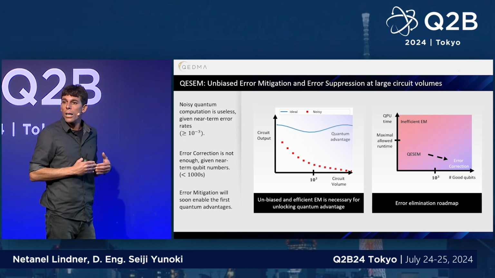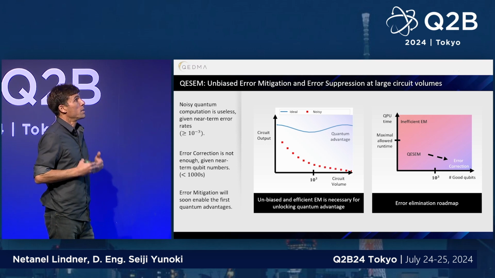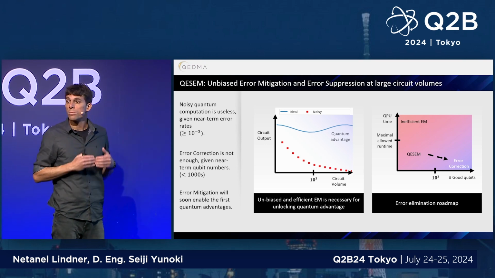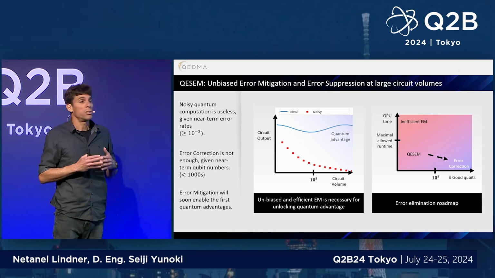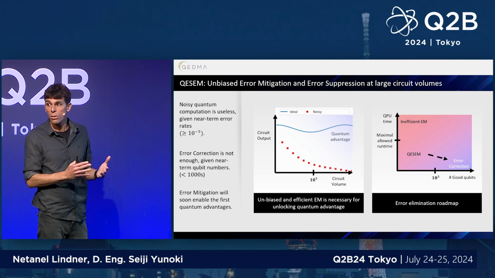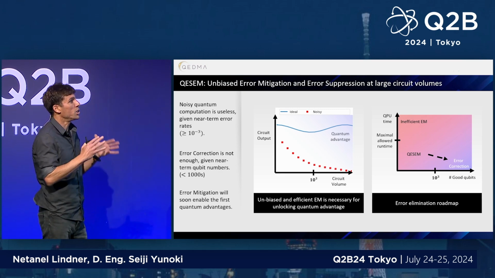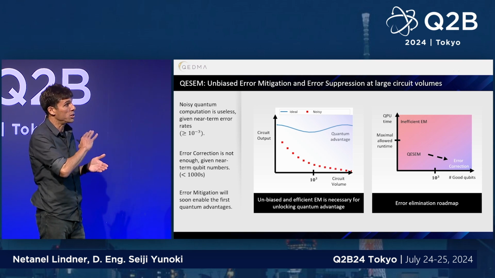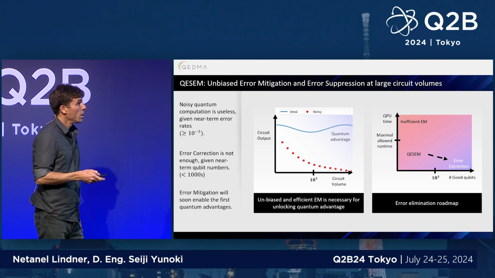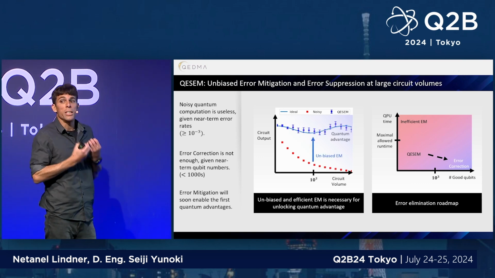So at Qedma, we are launching a software called QESEM. QESEM is a software for error mitigation and error suppression, which gives unbiased results at very large circuit volumes. I want to also stress that QESEM can be combined with error correction, and in fact, this shows you that the fault tolerance transition is not a phase transition, it's in fact a smooth transition between full error mitigation and full error correction. Now, it's really important to get unbiased and efficient error mitigation to actually get quantum advantage.